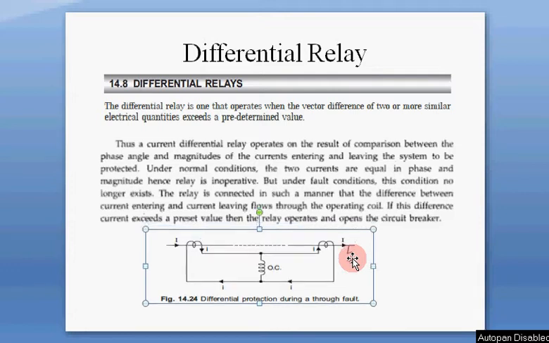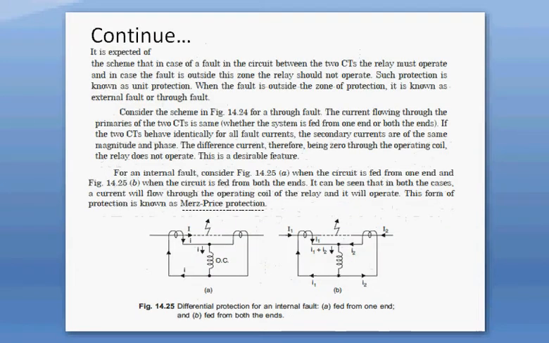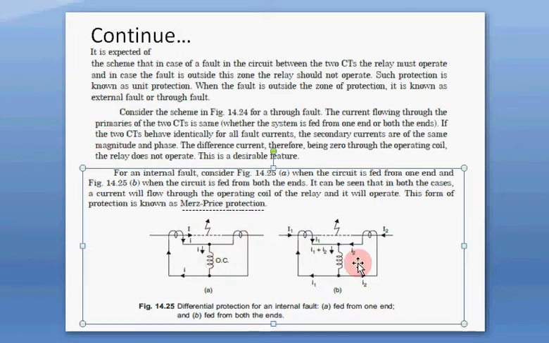Now consider this case, in which the fault occurs within the protecting zone. In figures A and B, in one the system is fed from one end, that means input is from this side, and in the other the system is fed from both ends. This is the first input and this is the second input. If there is a fault in the protecting zone, there is an appreciable current through the operating coil and the relay will operate. Similarly here, I1 plus I2 is the resulting current through the operating coil and the relay will operate.